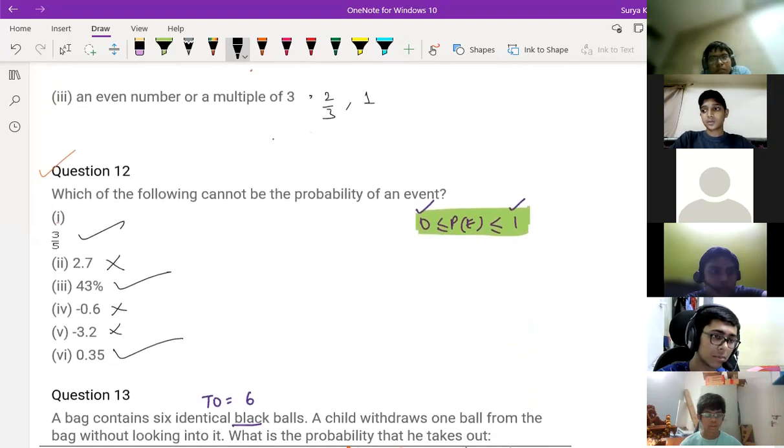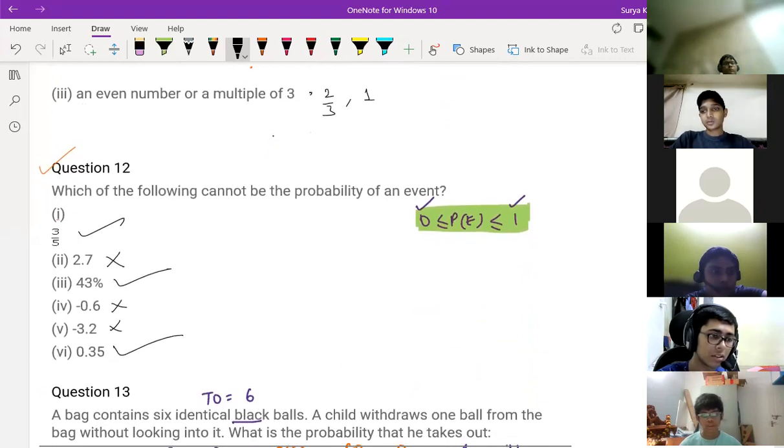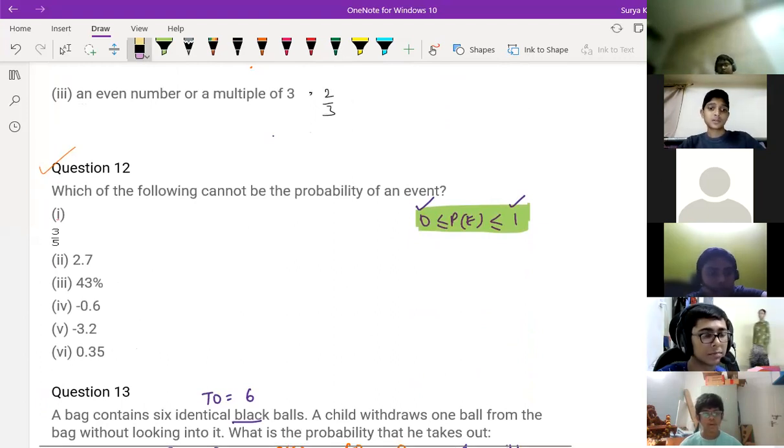So children, see question number 12. They're asking which is probability, which is not. Sir, 2 by 3, sir. Third one. 2 by 3 only. Okay. Let me check once.